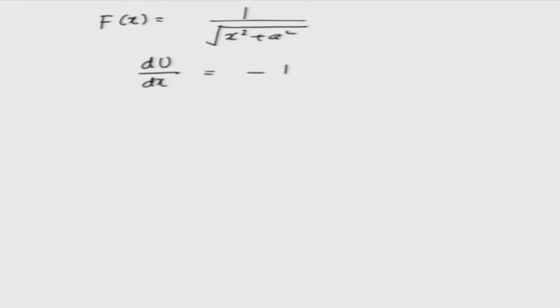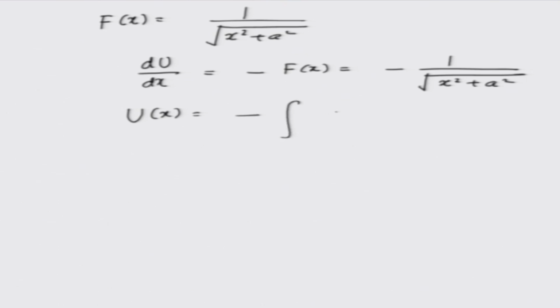The second problem is f(x) equals 1 over square root of x square plus a square, and therefore, again writing du dx equals minus f(x), I get du dx equals minus 1 over square root of x square plus a square, and therefore, Ux is going to be the integral with a minus sign of dx over square root of x square plus a square plus some constant c, which is again determined by where I take the potential energy to be 0.